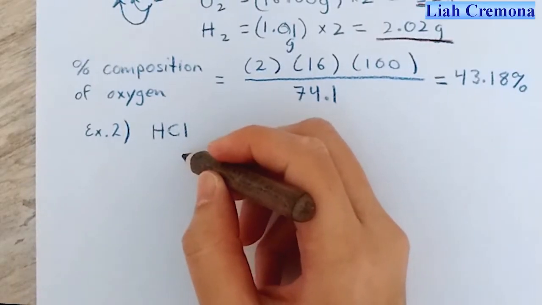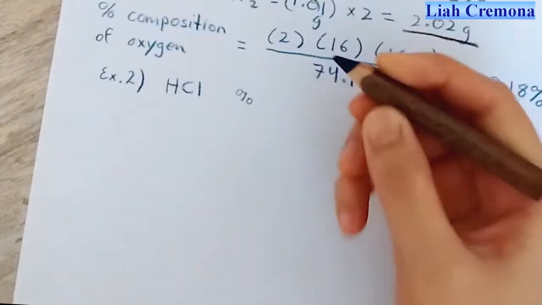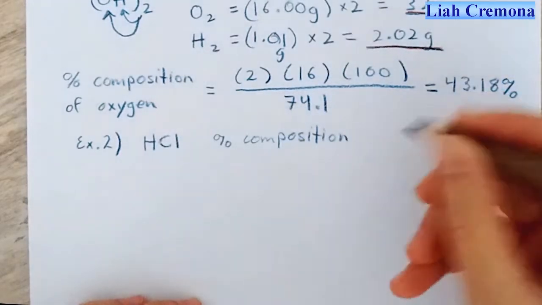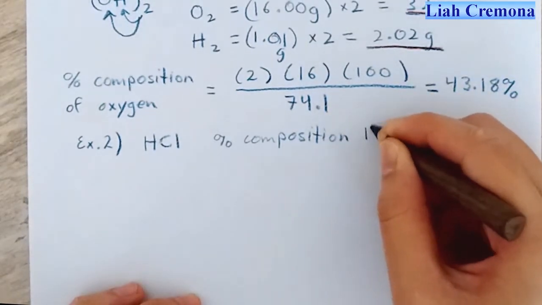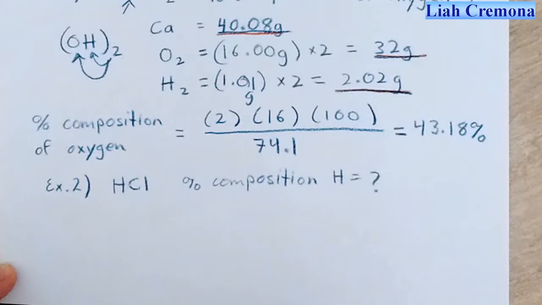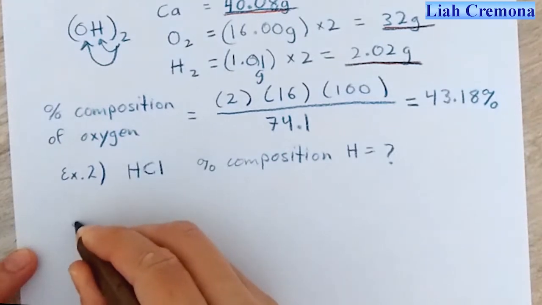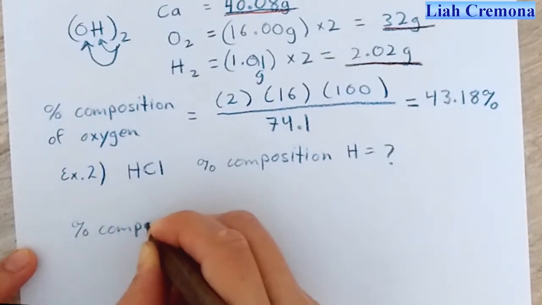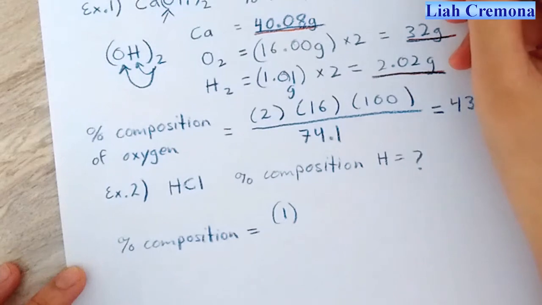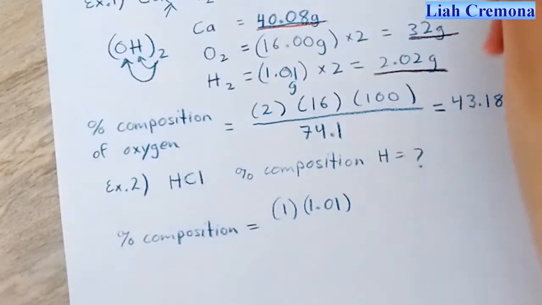For example 2, we have hydrochloric acid, and we want to know the percent composition of hydrogen. So once again, we use this equation. So the number of atoms of hydrogen is 1. Times the mass number of hydrogen, which is 1.01, times 100.